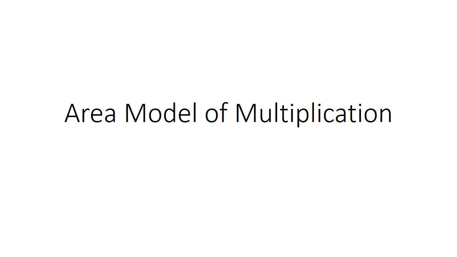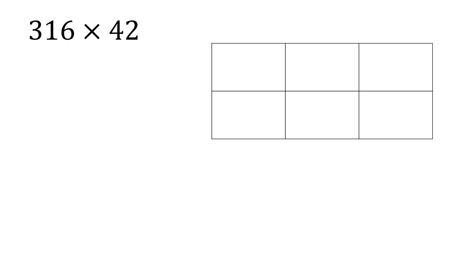In this brief video, I will demonstrate the area model of multiplication. As an example, I will multiply 316 by 42. Notice that 316 has 3 non-zero digits and 42 has 2 non-zero digits. Therefore, we need a grid that is 3 by 2.